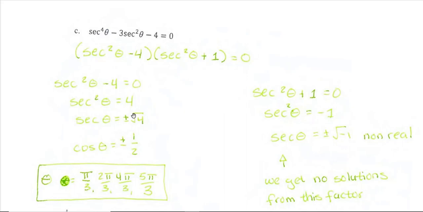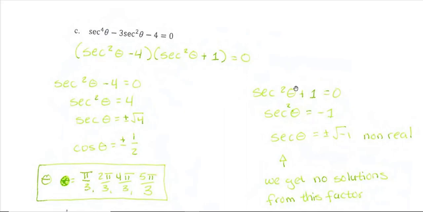Well, sometimes we don't know right off the top of our head where the secant is equal to 2 or where the secant is equal to negative 2, but we do know where the cosine is equal to 1 over 2 and where the cosine is equal to negative 1 over 2. And those angles are going to be pi over 3, 2 pi over 3, 4 pi over 3, and 5 pi over 3.